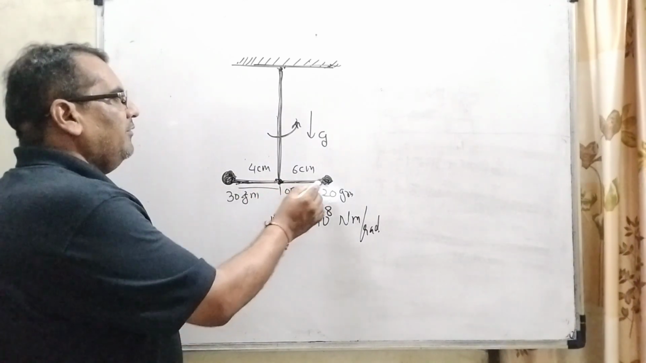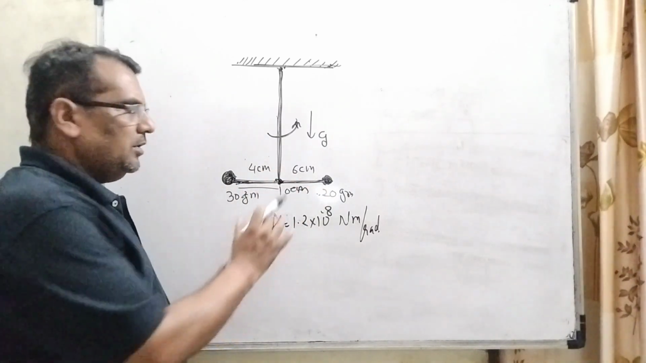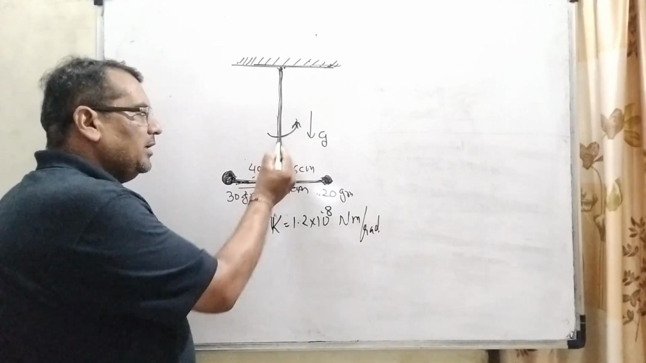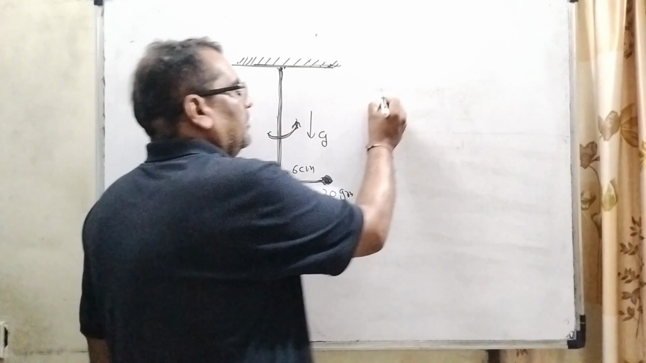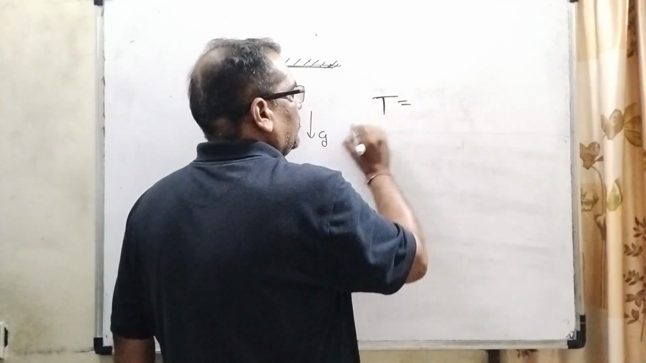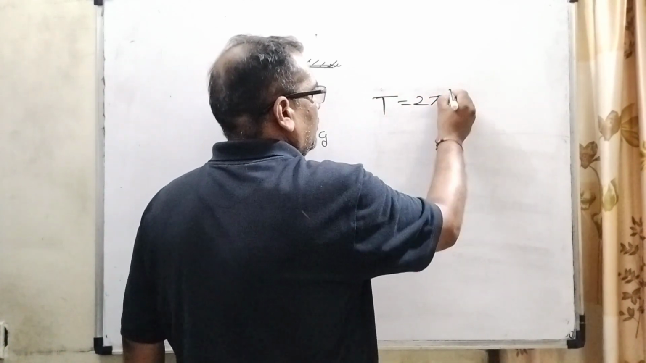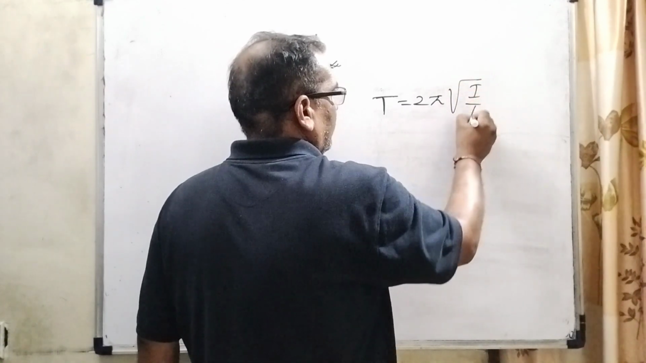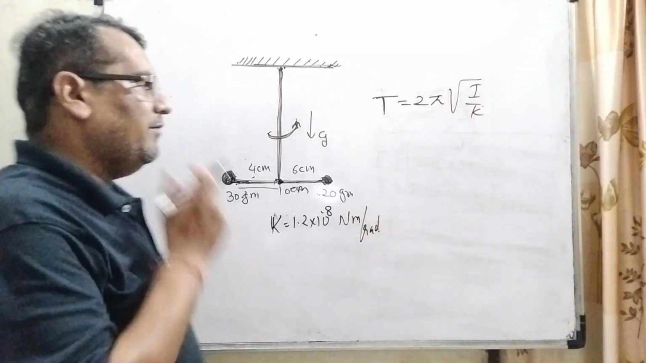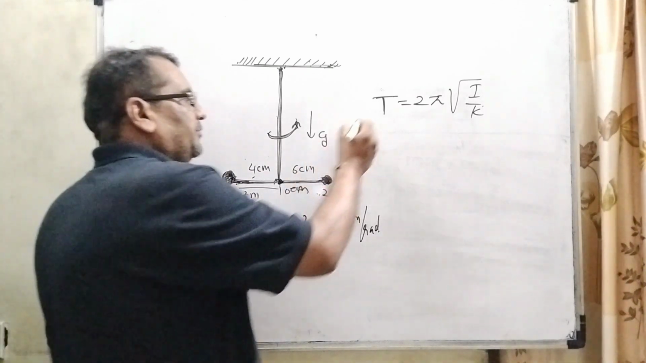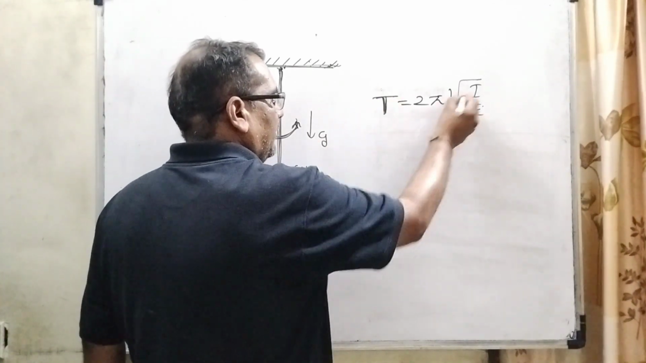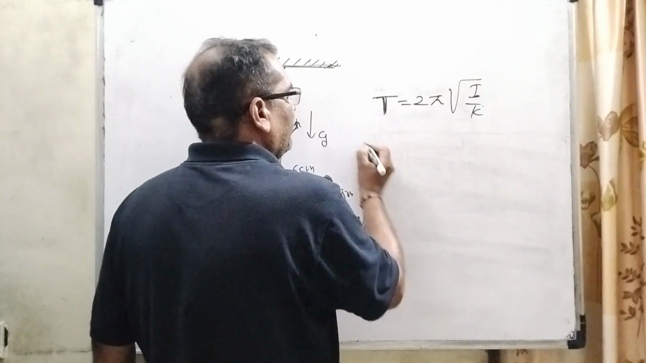Here you know that when it is rotated, it oscillates a little bit. Then we know that T, the time period of this oscillation, equals 2π√(I/K). What is I? I is the moment of inertia of this system and K is the torsion constant. So before we find the time period, let us first find the moment of inertia.